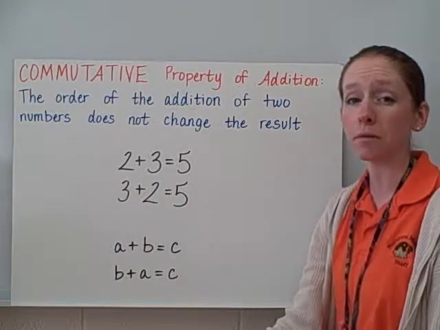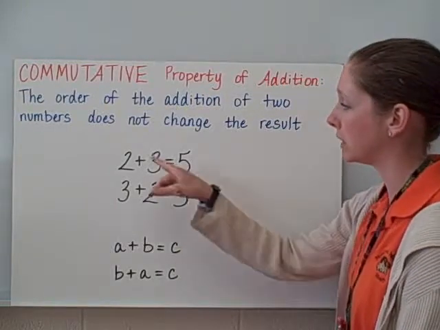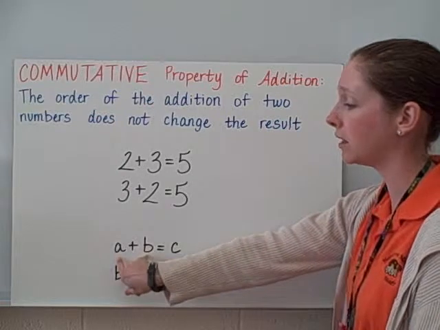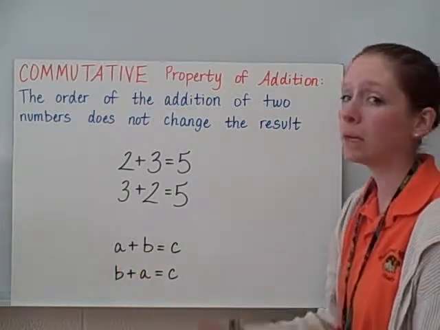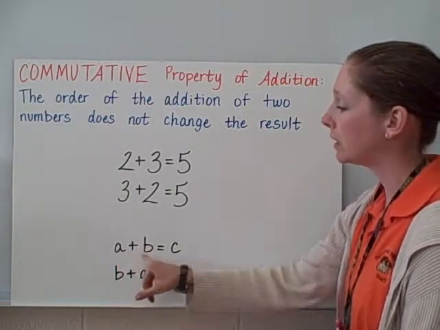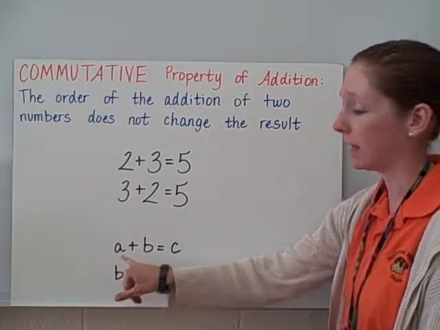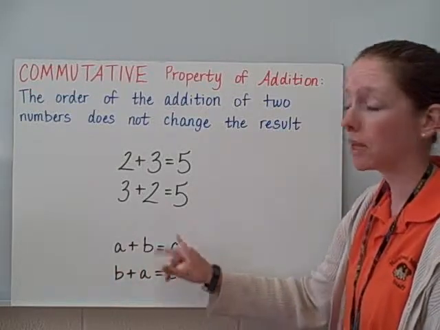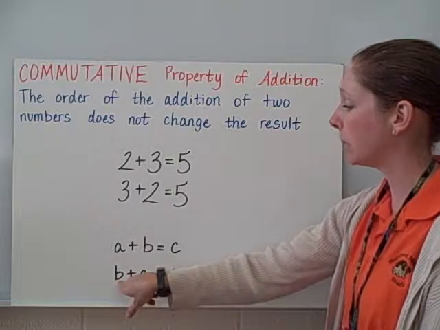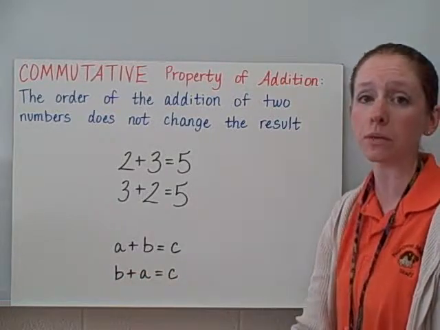Think about what it means for variables too. Sometimes you can take away the numbers and put in variables or letters, and it means the same thing. A plus B, which means any number A, any number B, equals C. If we change the order, B plus A also equals C.